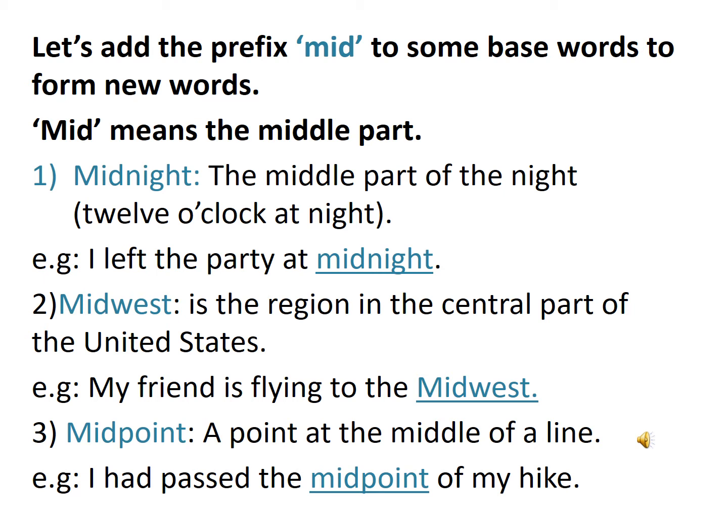Midwest. Here we added the prefix mid to the base word west. Midwest means the region in the central part of the United States. For example, my friend is flying to the Midwest. Midpoint. Here we added the prefix mid to the base word point. Midpoint means a point at the middle of a line. For example, I had passed the midpoint of my hike.